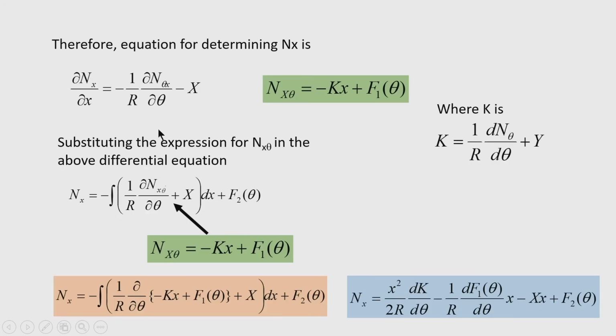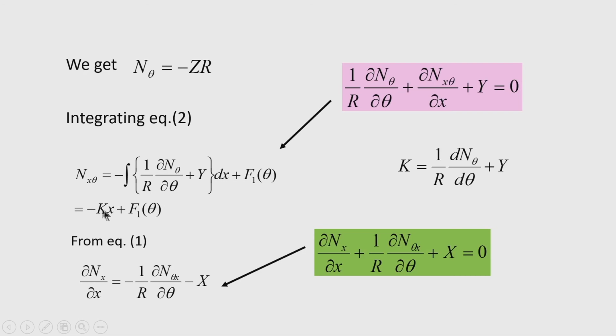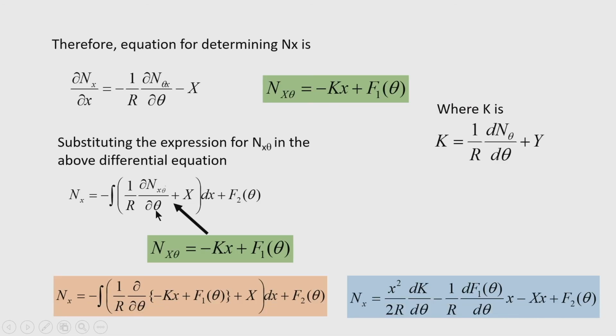Integrating this expression, one can obtain N_x equal to the integration of 1 by r ∂N_xθ/∂θ plus X integrated with respect to dx plus f_2(θ). f_2(θ) is another constant of integration. Now, this quantity N_xθ, we earlier obtained. N_xθ is obtained as minus k x plus f_1(θ). So, we substitute N_xθ here.